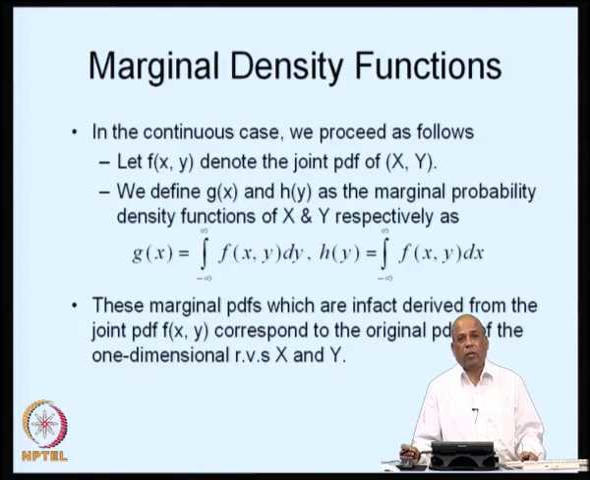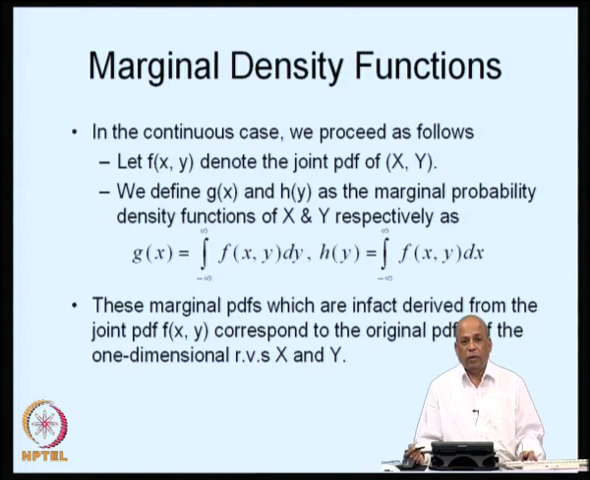Similarly, we go to the continuous case and we define the marginal density for x as g of x. In the case of discrete distributions, we summed over all possible values of y to get the marginal distribution of x. So, the marginal density of x is obtained by integrating over the entire region of y the joint PDF f of x y. Similarly, the marginal density h of y is obtained by integrating over x the joint PDF f of x y.